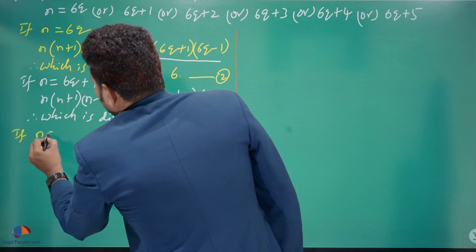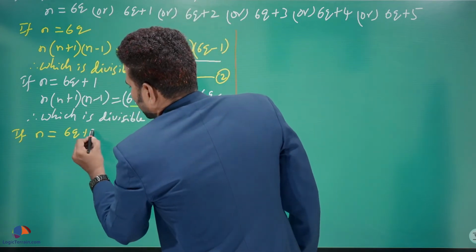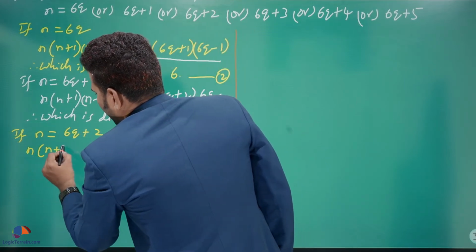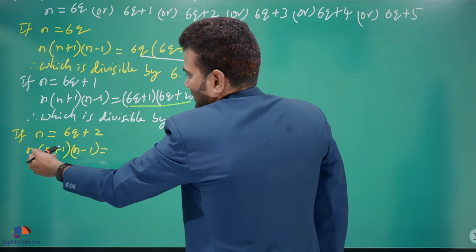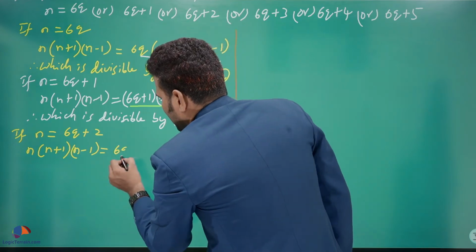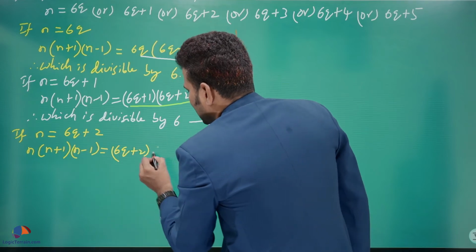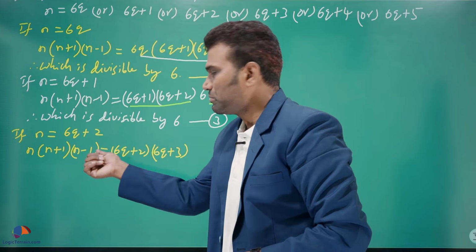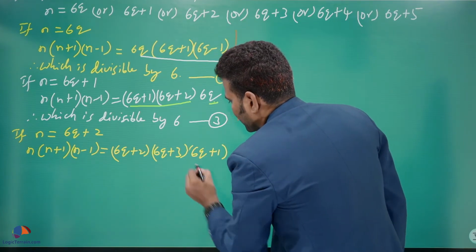If n equals the next integer form, that is 6q plus 2, now n into n plus 1 into n minus 1 is equal to, just replace n by 6q plus 2, and 6q plus 2 into 6q plus 2 plus 1, that is 6q plus 3, and 6q plus 2 minus 1, this becomes 6q plus 1.